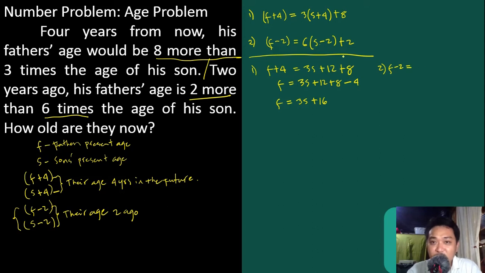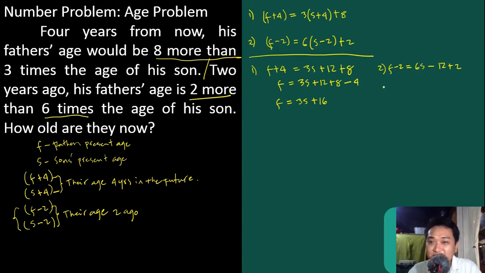Yan. Okay, for number 2, for our second linear equation, we have f minus 2 is equivalent to, again, we can make use of distributive property here to evaluate this quantity and its common factor, or the factor outside the quantity. That will become 6s minus 6 times 2 is 12. Ayan. Plus 2. O, tapos meron pa tayo ditong negative 2. Pwede natin yung i-transpose dun sa kabila, magiging positive siya.